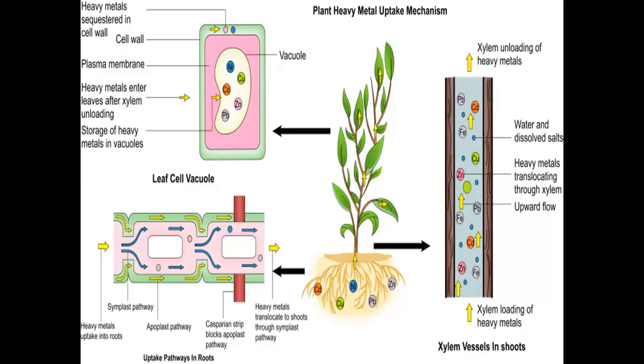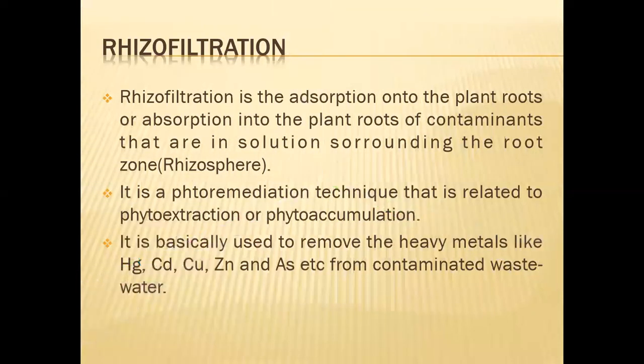The green area shows the cell wall, and there are two dots or circles present, pink and blue. These are the heavy metals sequestered in the cell wall. In this picture, we can see the pathways by which heavy metals move from the roots to the shoots and then to the cell vacuole. Moving to the next slide.